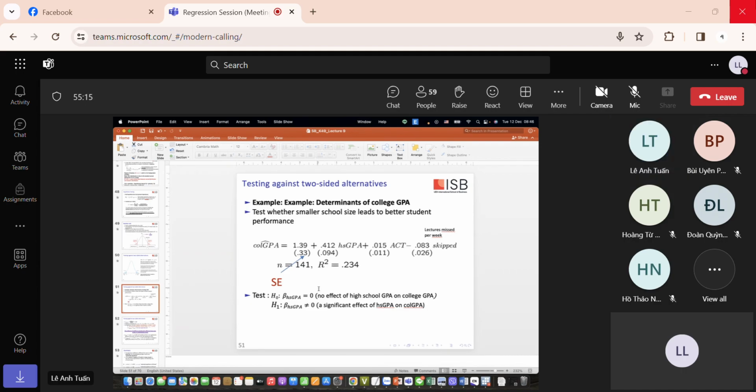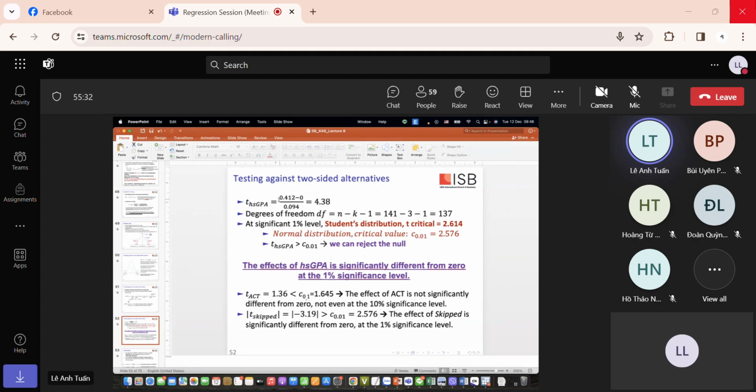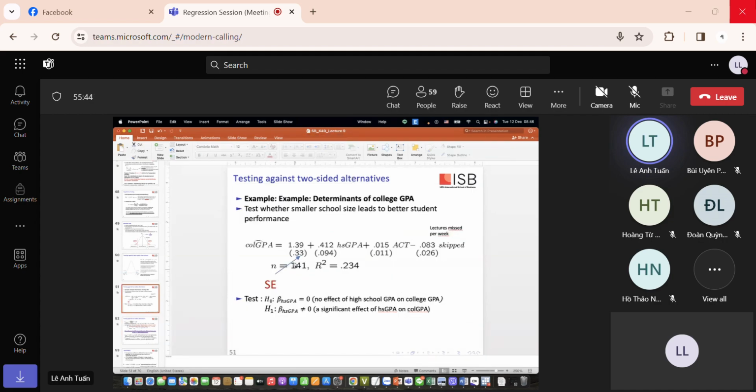And for example here, we have this equation model. We will test whether the coefficient of high school GPA is significant or not significant. Significant means it's different from zero. And then you can see here, we have the statistics: the coefficient minus zero, divided by the standard error, and then we have the t. Because the number of observations here is very large, we can use either the student distribution or the normal distribution.